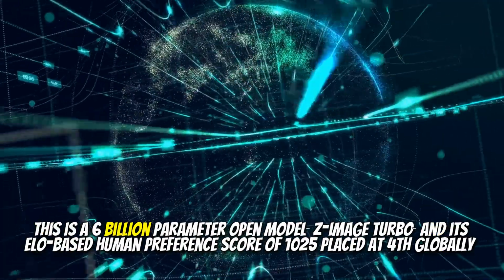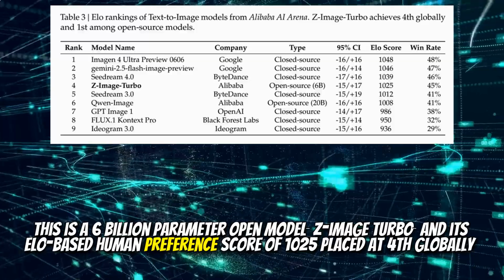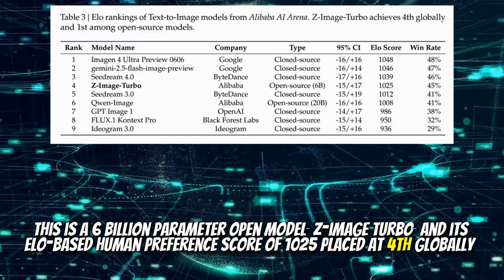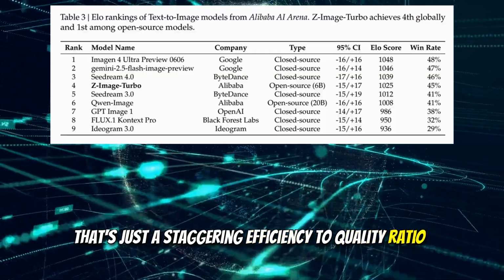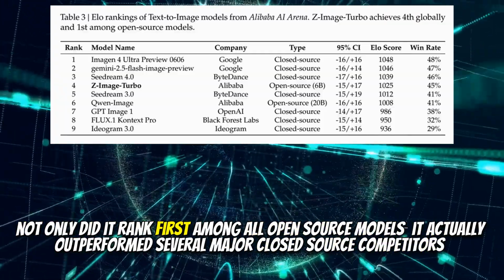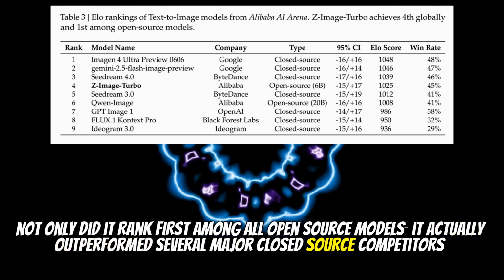This is a 6 billion parameter open model, Z-image turbo, and its ELO-based human preference score of 1025 placed it fourth globally. That's just a staggering efficiency to quality ratio. Not only did it rank first among all open source models, it actually outperformed several major closed source competitors.